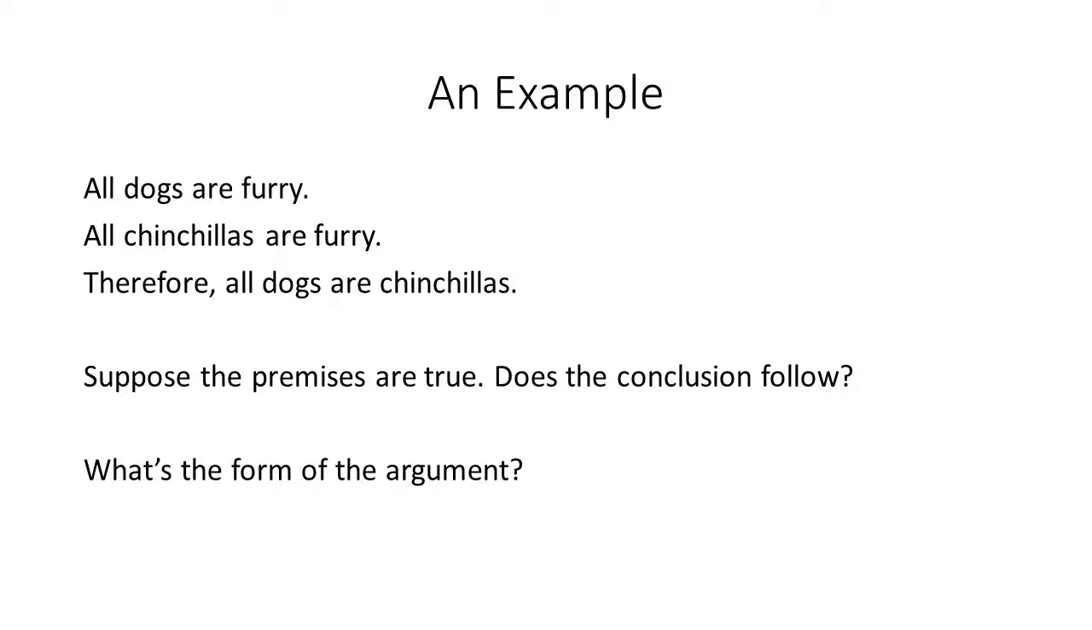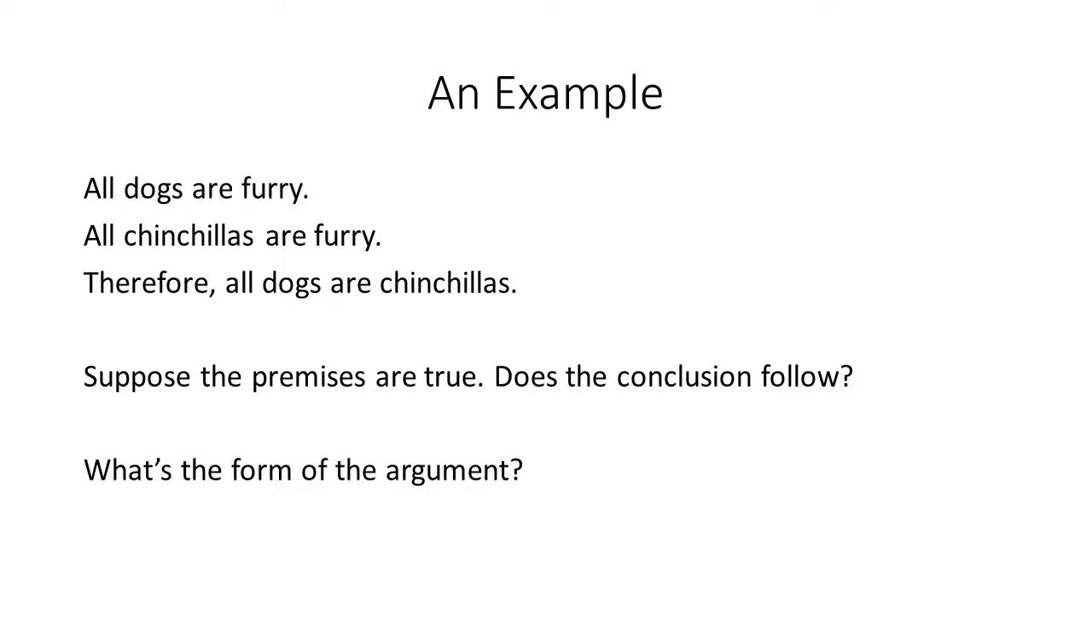Suppose that the premises are true. Does the conclusion follow? Well, suppose it's true that all dogs are furry and that all chinchillas are furry. Does it follow that all dogs are chinchillas? Well, surely not. So what does that mean? Well, the premises could be true and the conclusion false at the same time. So the argument would be, that's right, invalid.